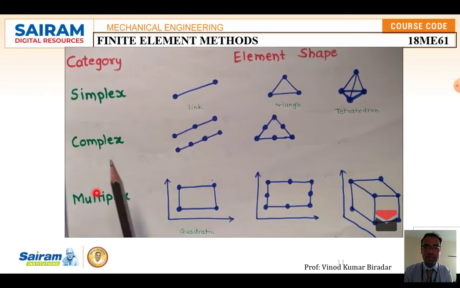Coming to the multiplex element, one end boundary should be parallel to the xy plane. Such an element we call a multiplex element, and even more nodes are introduced in between the element. So this is the difference between simplex, complex and multiplex elements.